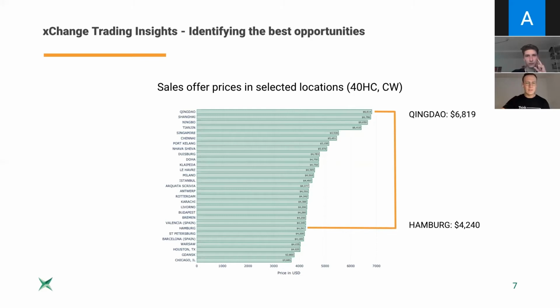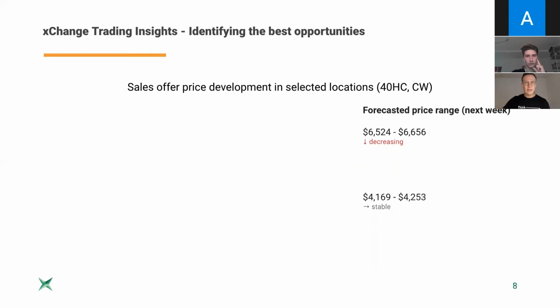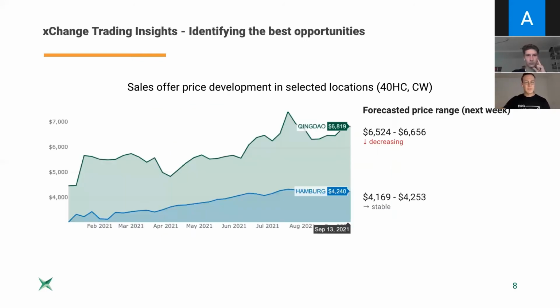And here in this example, you see that the price difference between Qingdao and Hamburg is currently at $2,600. And if we then look at the next slide, looking at the price development over time, we see clear trends upwards, of course, but also in the last weeks we can identify trends and decide on the right timing for buying or selling a container. And this decision can even further be supported by checking the price forecast for the next week, which is also part of Trading Insights at the moment.